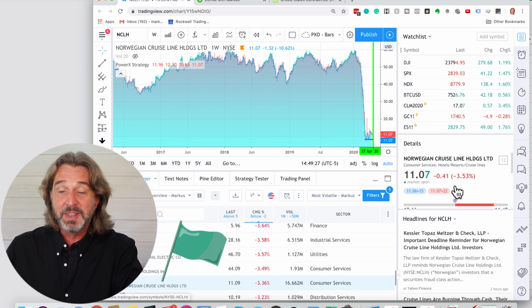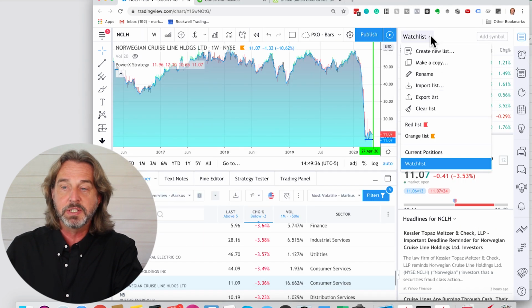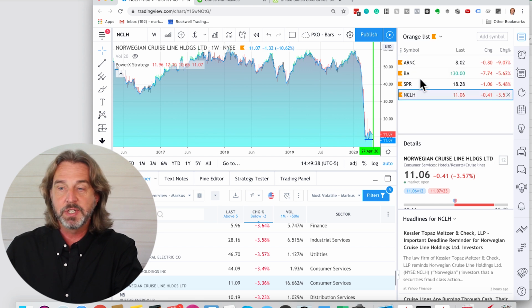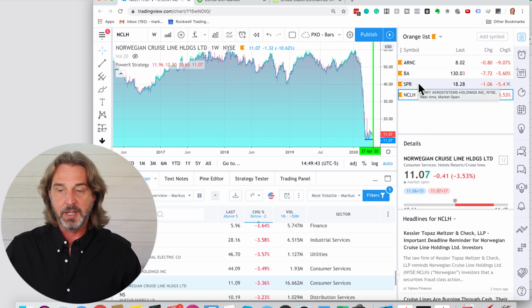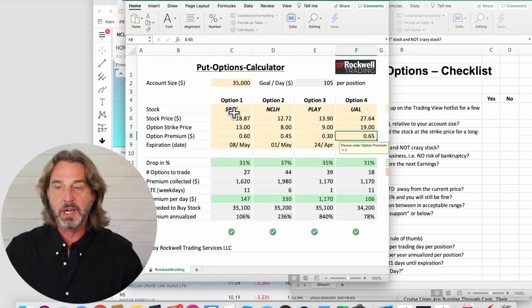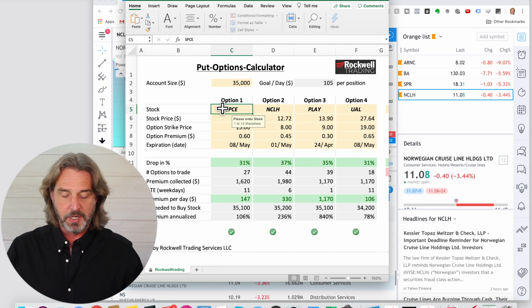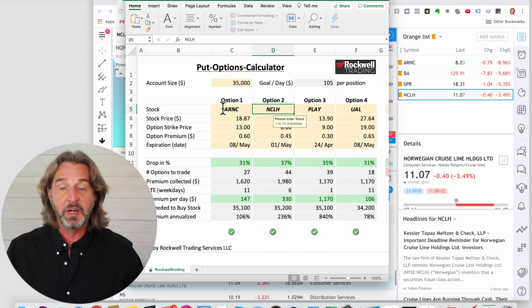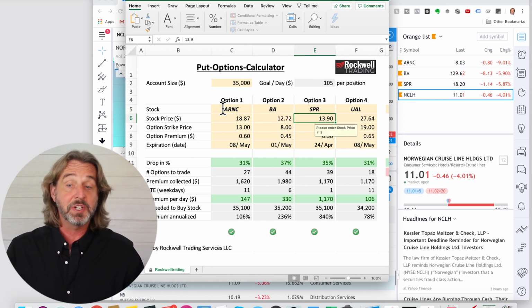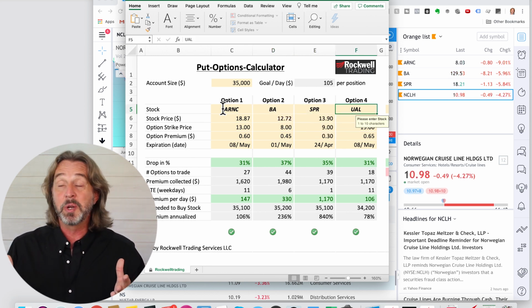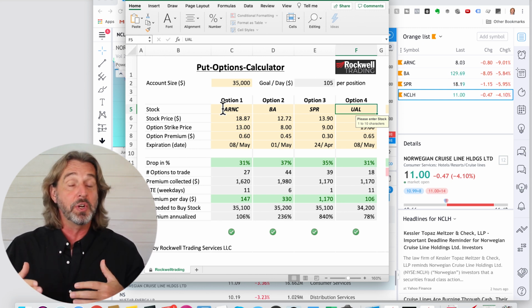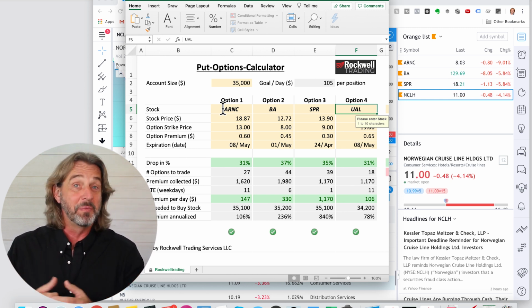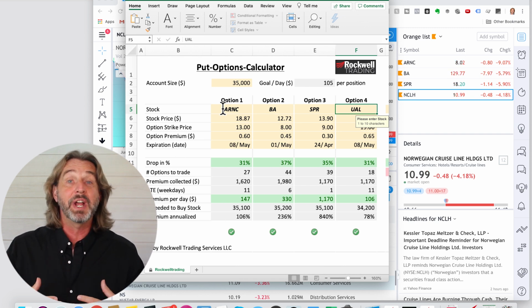So this is where I use my put option calculator, and I'm now picking my watch list for the symbols that I flagged. So you see I have ARNC, BA, SPR, and NCLH. Let's go back to my put options calculator, and I'm putting this in right here. So ARNC, because now I want to see if there is enough premium in there and what strike price I should trade. And this is just an example.